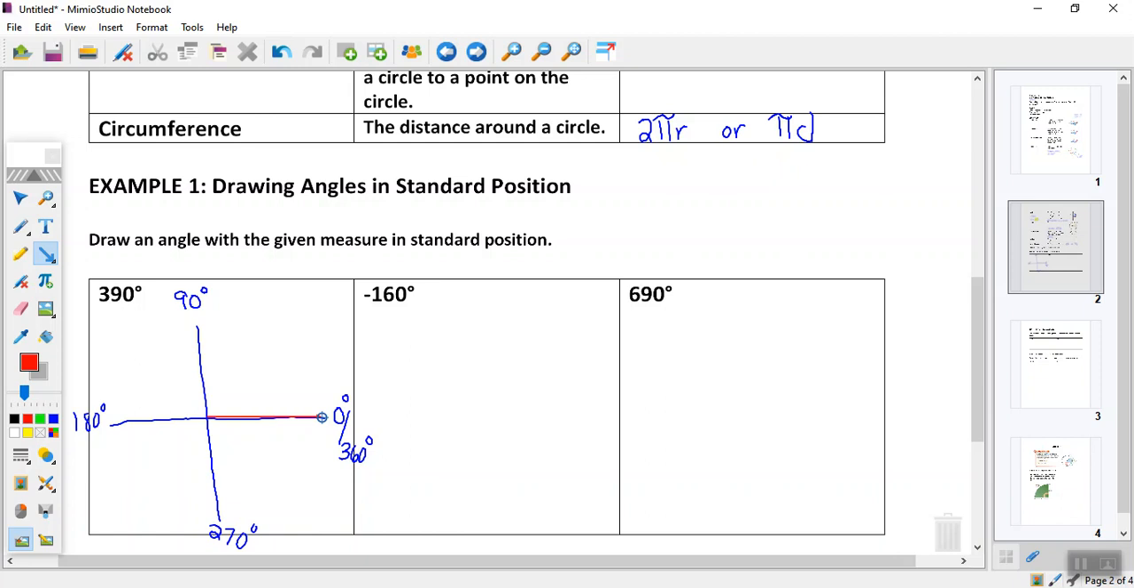Okay, guys, talk to me about 390 degrees of rotation. So it's going to go all the way around. It's going to make one full revolution plus how many more degrees? Plus 30 more degrees, right? So won't my terminal side end up in?